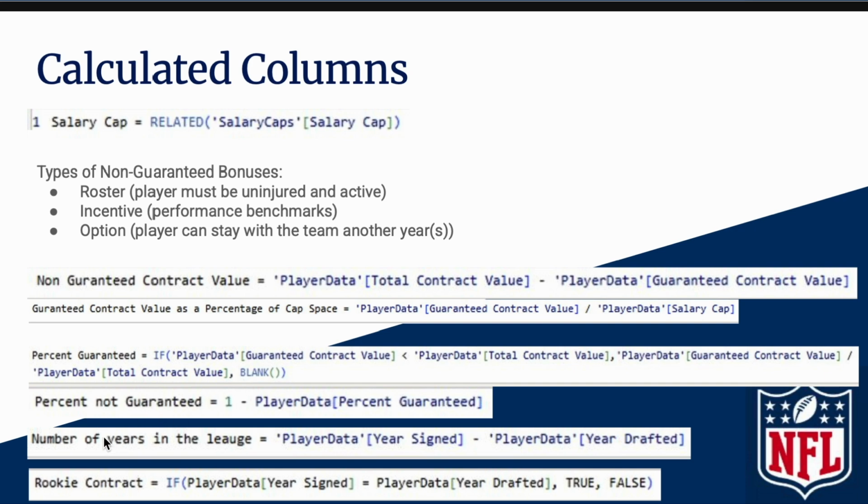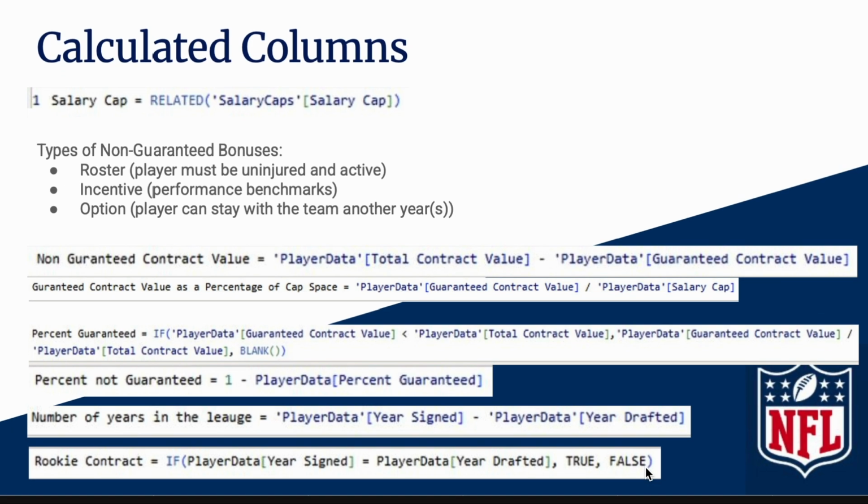And some more calculated columns: percent not guaranteed, just 1 minus percent guaranteed. Number of years in the league before signing the contract is just the year signed minus the year drafted. And then I've got rookie contracts as a Boolean variable we can use to filter with. It's true if it is a rookie contract, where the year signed is the same as the year drafted, and false otherwise.